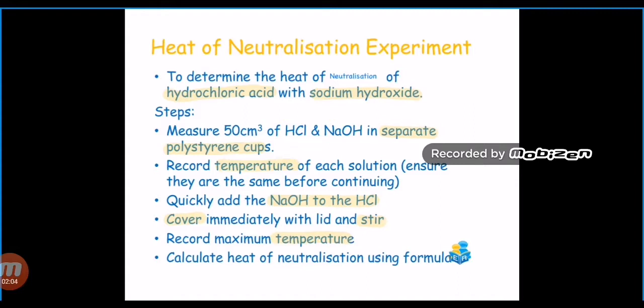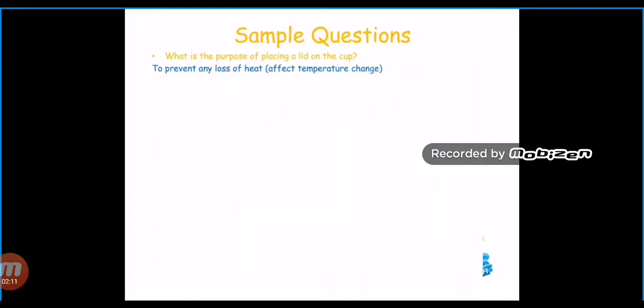But before we do a calculation, let's look at some common questions that come up on the exam related to this. So this came up in 2013 as question 3, and the next few questions are some sample questions that came up that year, and also other ones that could potentially come up if this was to come up as an exam question in the future. So the first question says, what is the purpose of placing a lid on the cup? So the reason the lid is placed on the cup after the addition of the sodium hydroxide to the hydrochloric acid is to prevent any loss of heat, as this would affect the temperature change.